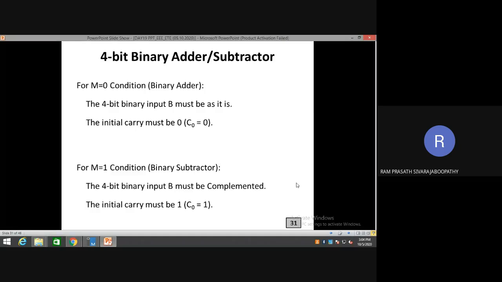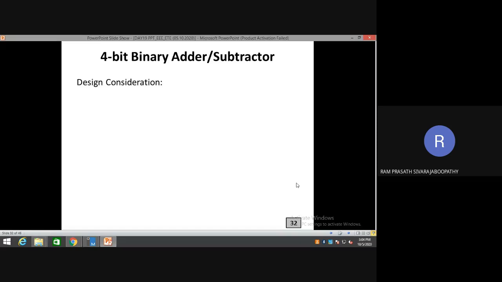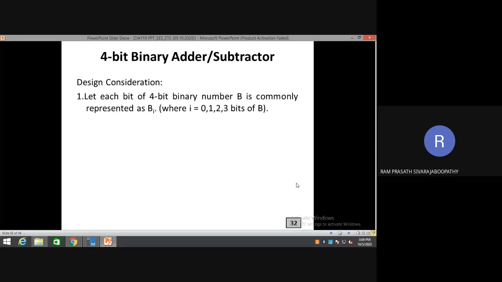Fine. Okay. Shall we design? Listen carefully after this. Okay. Now design consideration. Let each bit of the 4-bit binary number B be commonly represented as Bi. For easier understanding, what am I going to do? Not B0, B1, B2, B3, all that. Generally we are going to take it as Bi.